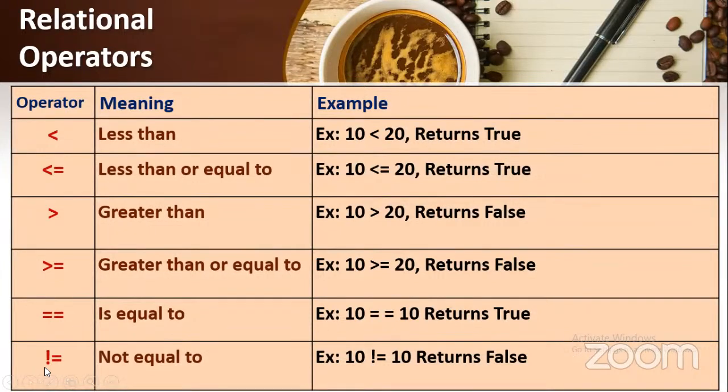And this is the not equal to operator. We must write the not equal to operator by using an exclamation mark, then an assignment sign. Combined, that is called the not equal to operator. You must remember each and every operator.